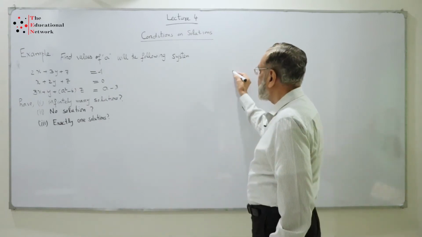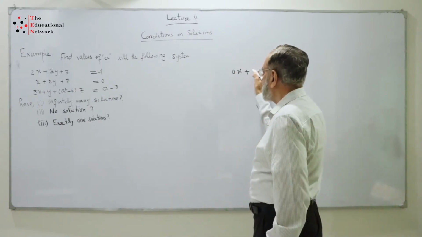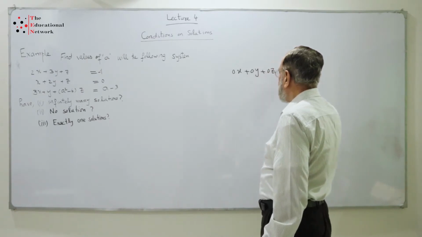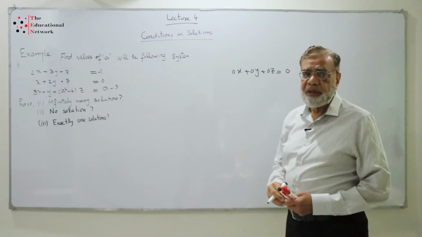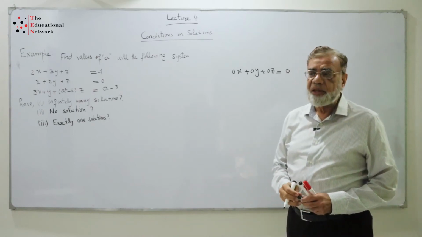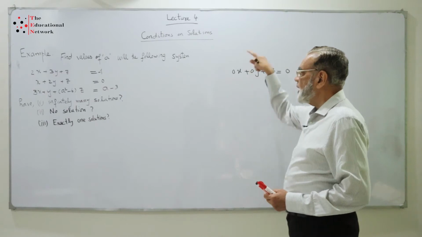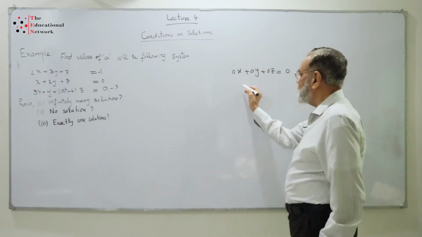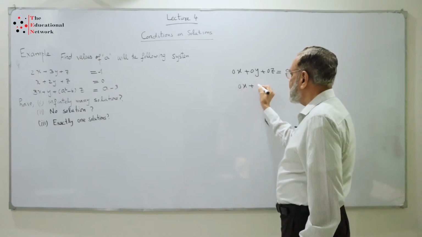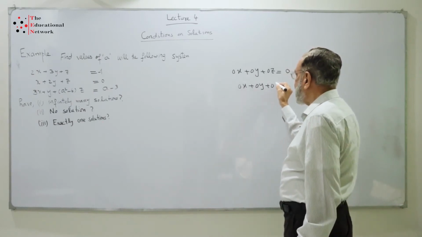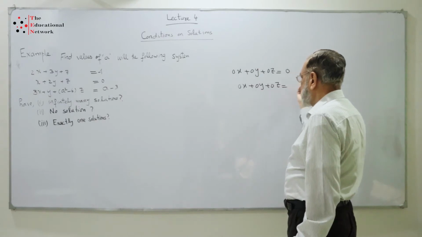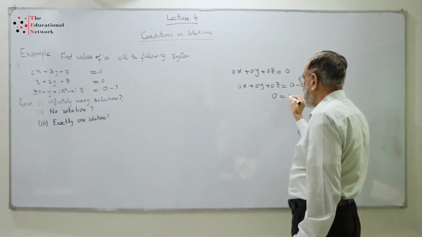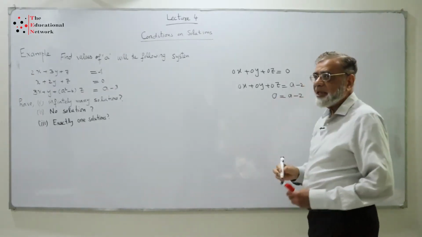We have seen this equation: 0x + 0y + 0z. If the right hand side is 0, that means one of the rows is 0, and if there are three unknowns and only two equations remain, we have many solutions. If instead of this we have 0x + 0y + 0z = a - 2, this means 0 = a - 2. Now a is a real number.